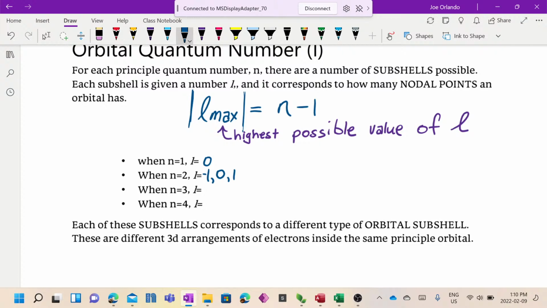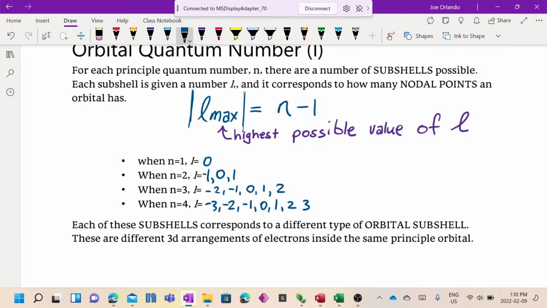Who can predict what orbitals are going to be possible when n equals 3, at the third energy level? Negative 2, negative 1, 0, 1, 2. Very good. What about when n equals 4? Negative 3, negative 2, negative 1, 0, 1, 2, 3. Okay, very good. This is in fact how it works.